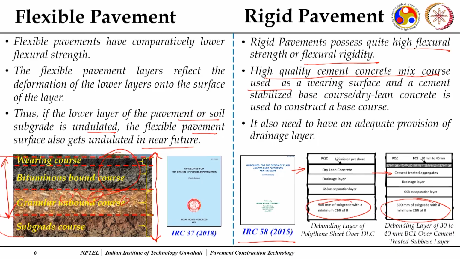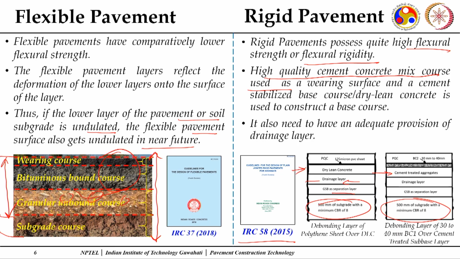This is a drainage within the pavement structure, so you need to have the drainage course. Here you can see GSB one is a separation layer, so as to separate the soil material from the granular material, and then there is a drainage course. These are two, followed by a stabilized or bound course, which is in terms of dry lean concrete.